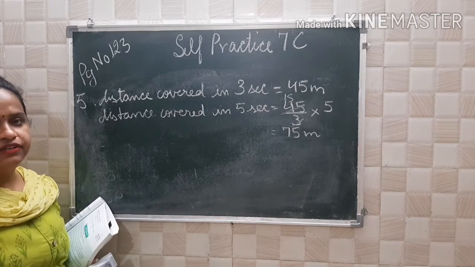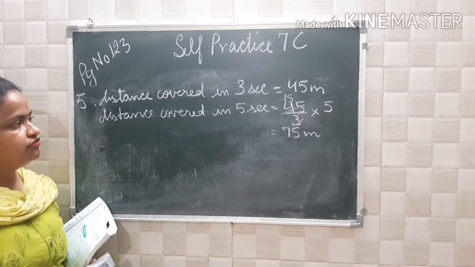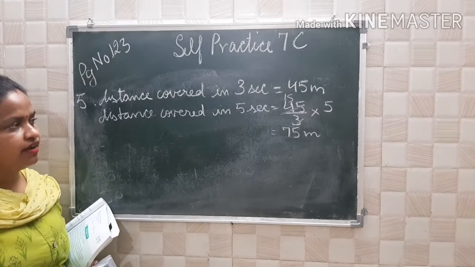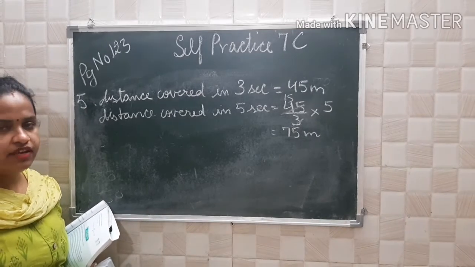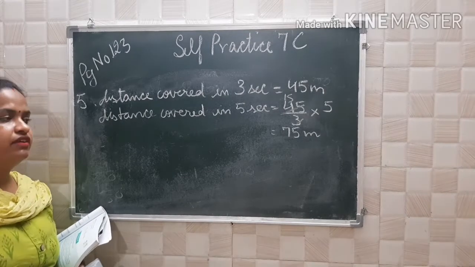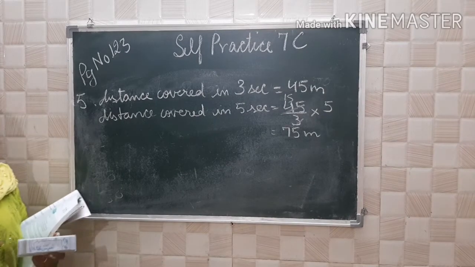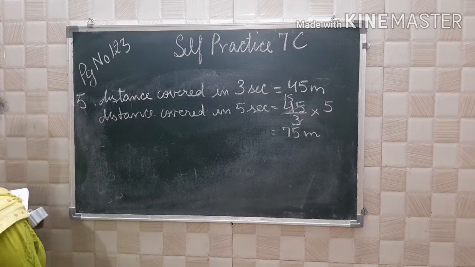Distance covered in 3 seconds is 45 meter. So for 1 second you will do 45 by 3, and for 5 seconds 45 by 3 into 5. Now 15 3s are 45. So 15 5s are 75. So how much distance will it cover? 75 meter.